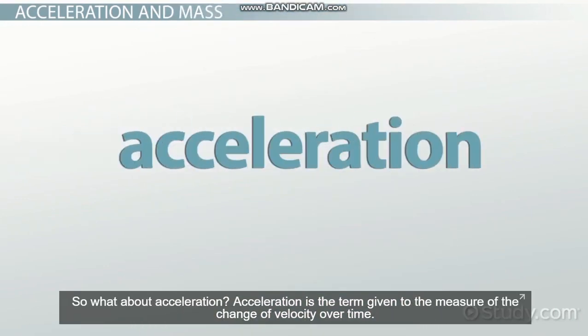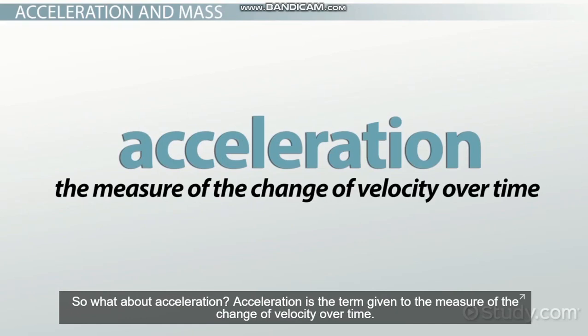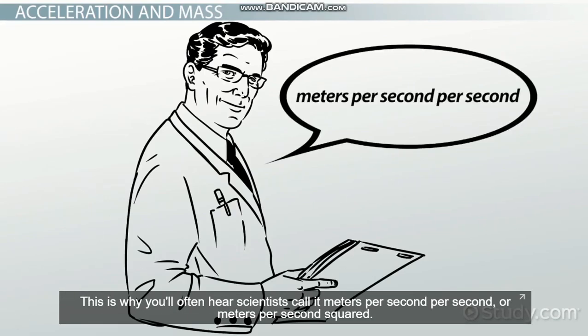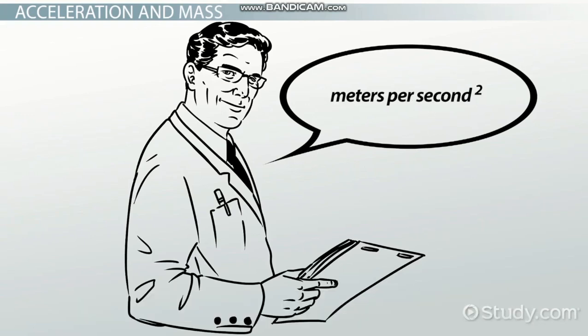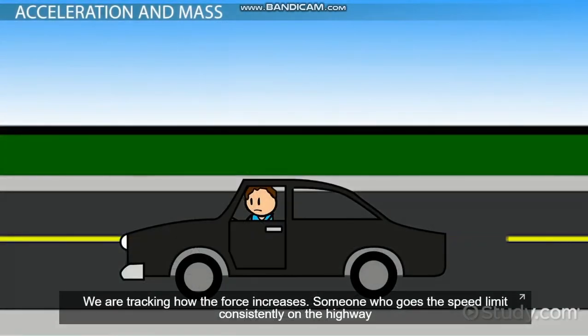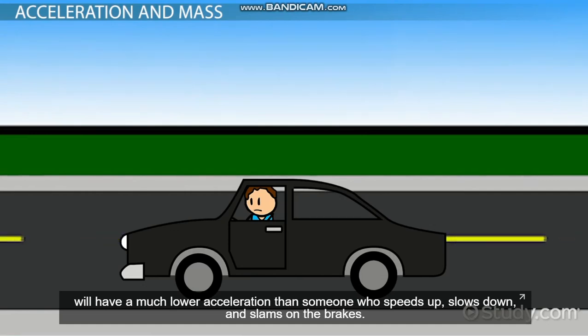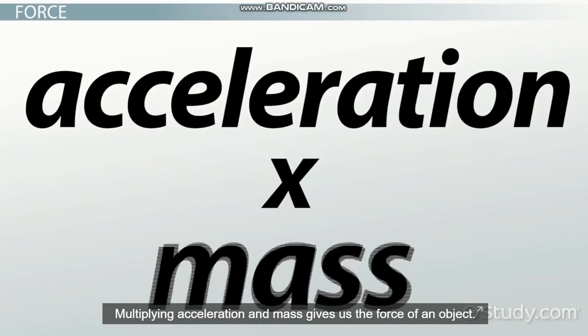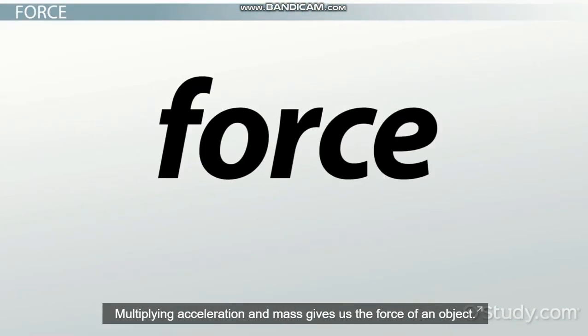So what about acceleration? Acceleration is the term given to the measure of the change of velocity over time. This is why you'll often hear scientists call it meters per second or meters per second squared. We are tracking how the force increases. Someone who goes the speed limit consistently on the highway will have a much lower acceleration than someone who speeds up, slows down, and slams on the brakes.